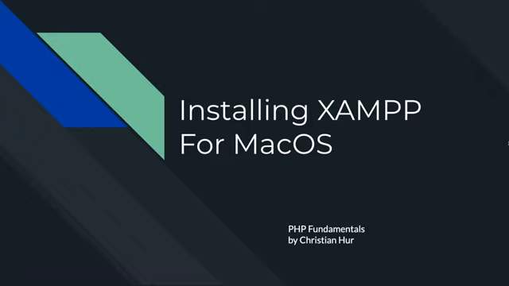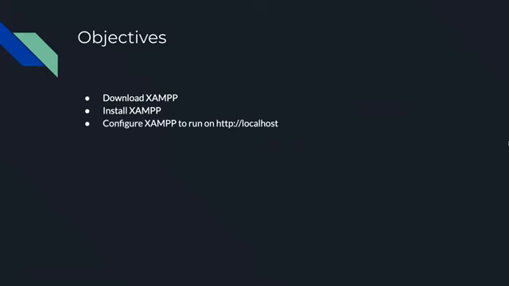Hello, this is Christian. In this video, I'm going to show you how to install XAMPP on your Macintosh. So we're going to download XAMPP from the XAMPP website, install it, and there's some configuration to run on the local host. So let's go ahead and do that.